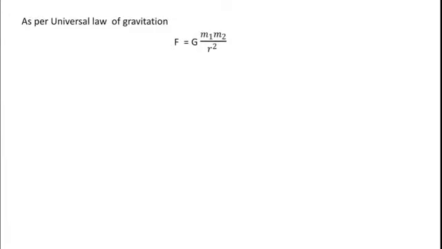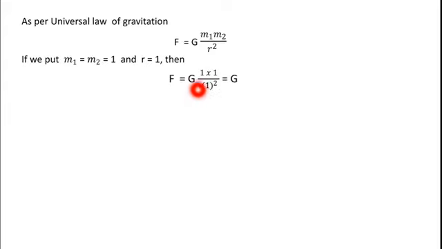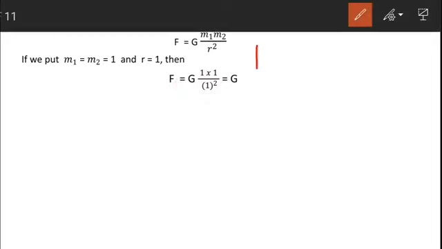As per the universal law of gravitation, you know that the force of attraction between two objects of masses m1 and m2 separated by a distance r is given by F equals capital G into m1 m2 divided by r square. Now, if in this equation we put m1 equals m2 equals 1 unit and r equals 1 unit, then we can write F equals capital G into 1 into 1 divided by 1 square. After calculating it, we get F equals G.